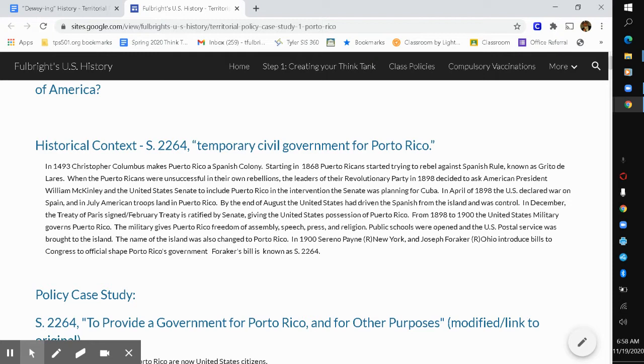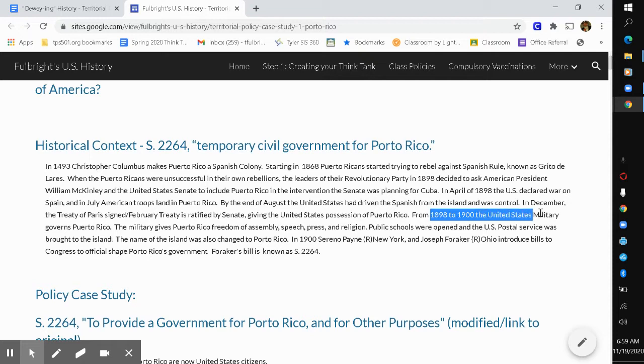So it's important to know Puerto Rico was fighting for independence from Spain, and who's going to decide to help them? In April of 1898, the U.S. declared war on Spain, and in July, American troops landed in Puerto Rico. By the end of August, the United States had driven the Spanish from the island and was in control. In December, the Treaty of Paris is signed and is ratified by the Senate in February, giving the United States possession of Puerto Rico. From 1898 to 1900, the United States military governs Puerto Rico.